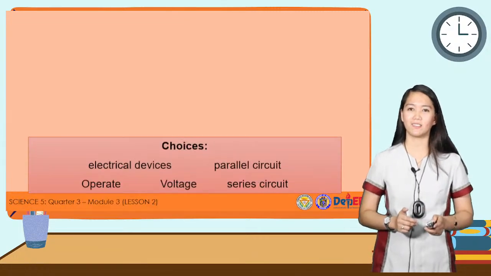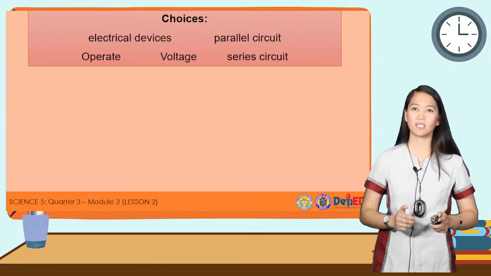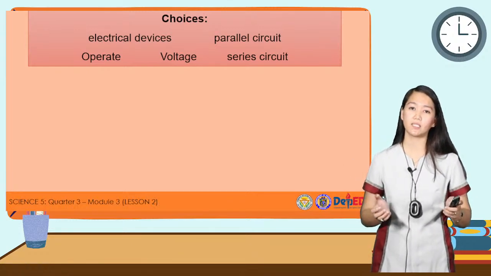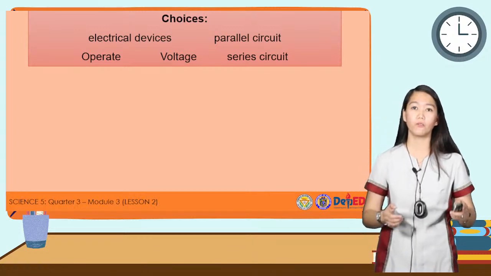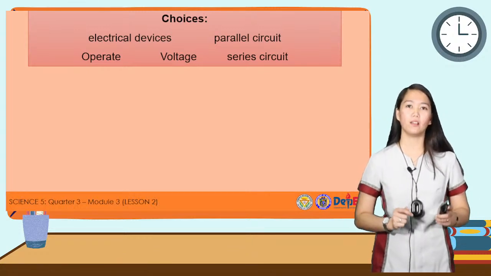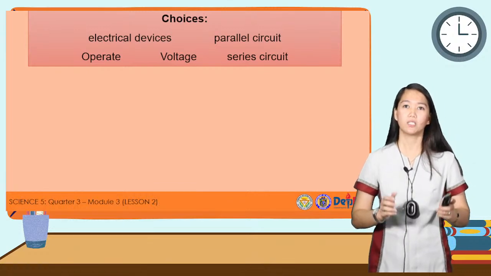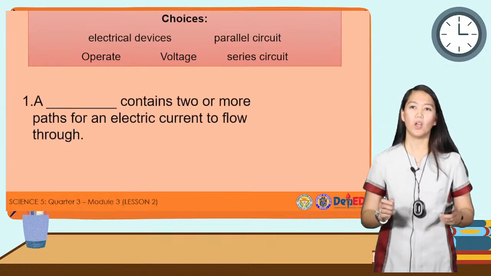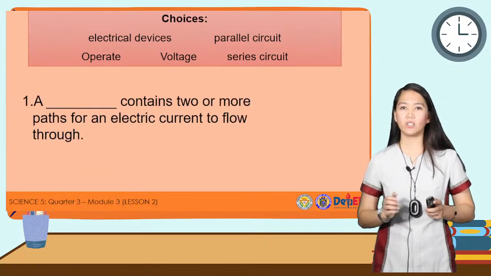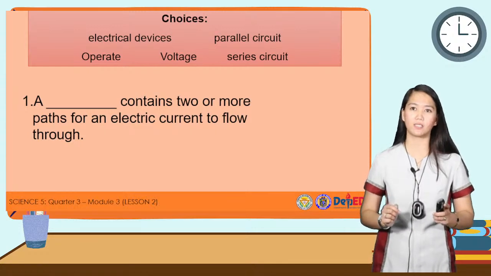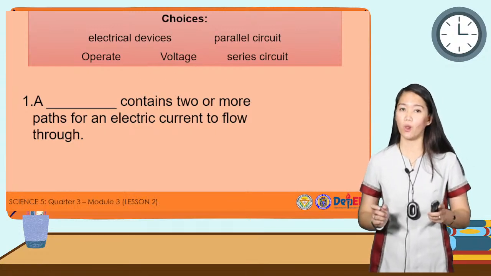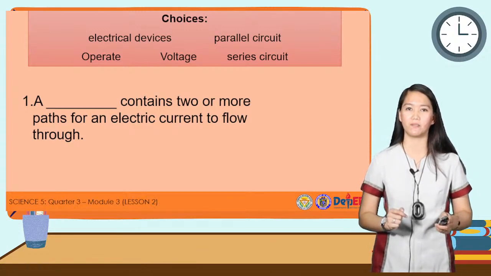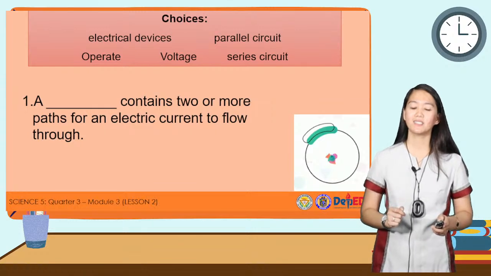Okay, let's start. These are the choices. Number 1, we have electrical devices. Second, operate. Third, voltage. Fourth, parallel circuit. And the last one, series circuit. Okay, so let's start. Number 1, blank contains 2 or more paths for an electric current to flow through. You are given 5 seconds to write your answer. And your time starts now.